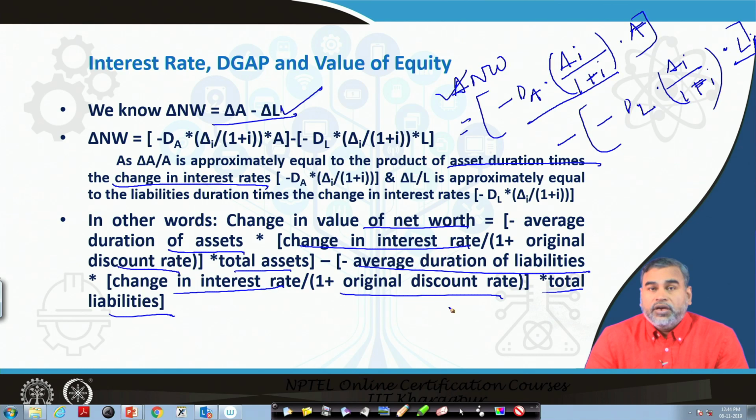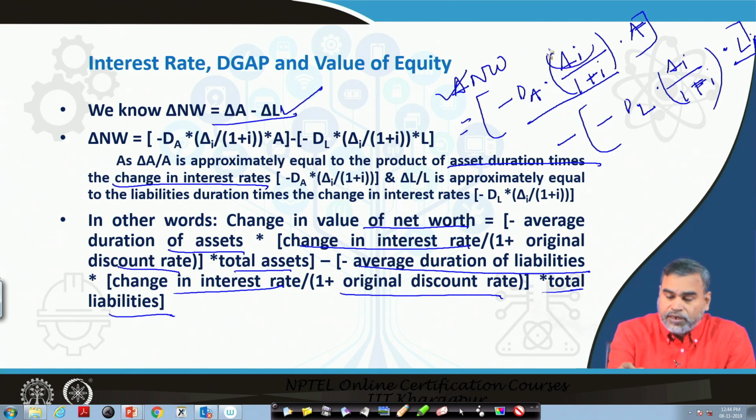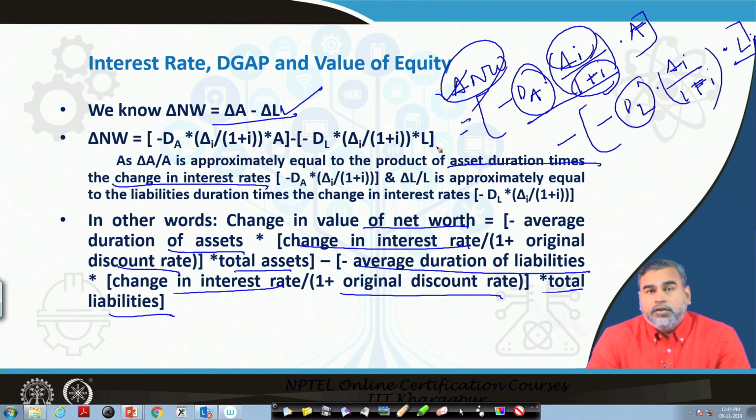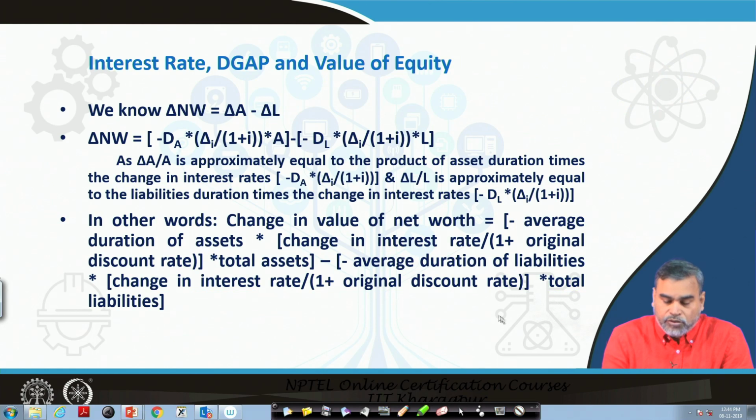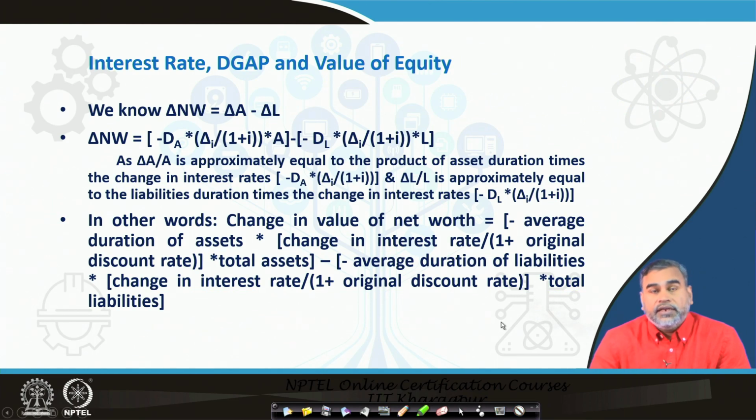Through that, we are trying to establish the relationship between the change in interest rate, which is your delta I, your interest rate in today's period, that is I, then your duration of the assets and the duration of liabilities, and the net worth. So this is the way the duration and the value of the net worth are basically linked.